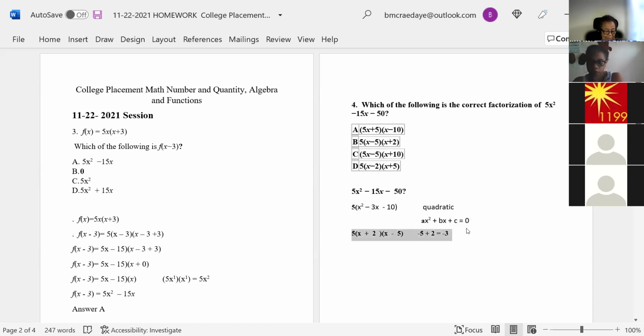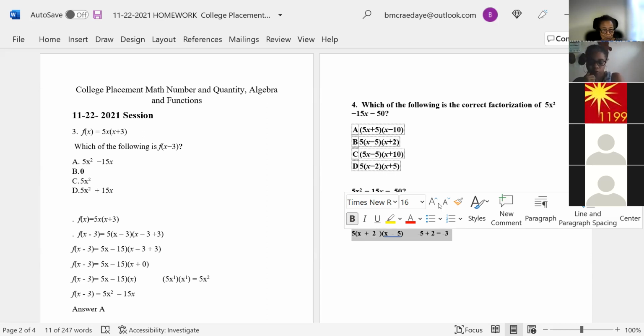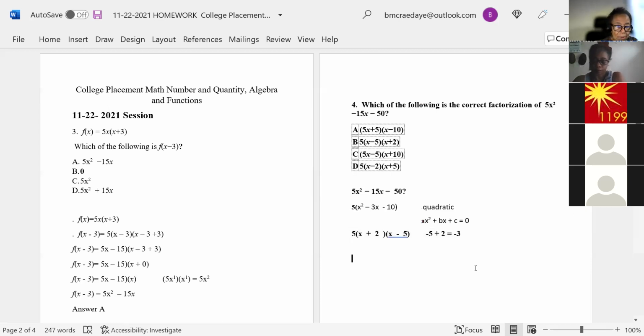So which answer is it? As I said, I'm not seeing them. You can't see it. Maureen, which answer? A says 5 times... Remember, it's 5 times x plus 2 times x minus 5. So which one matches that? A, B, C, or D?